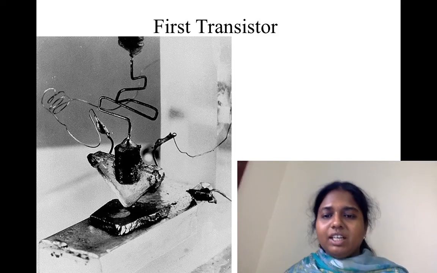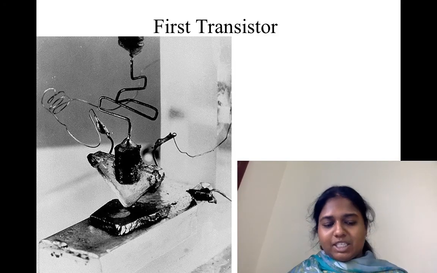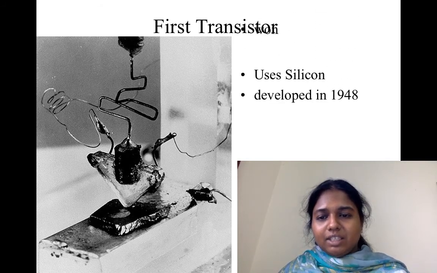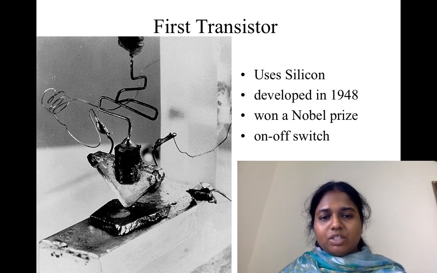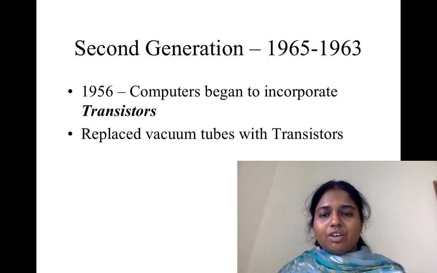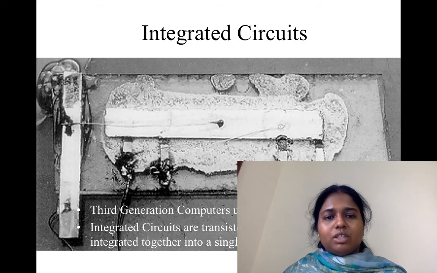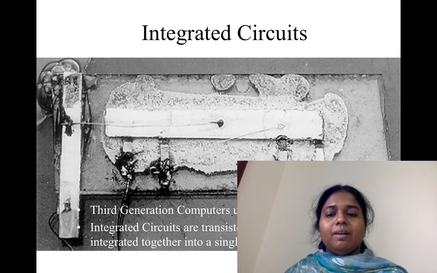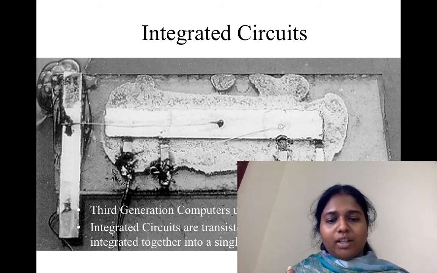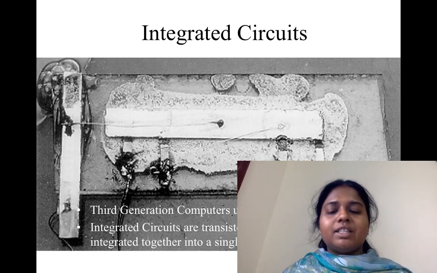So this is the first transistor that was built. A silicon one, and this was given a Nobel Prize also. So this is the starting point of the second generation of computers. This is how they integrated circuits. You have a silica sheet, and then you integrate circuits on that, and when you put it in, it becomes a single chip.